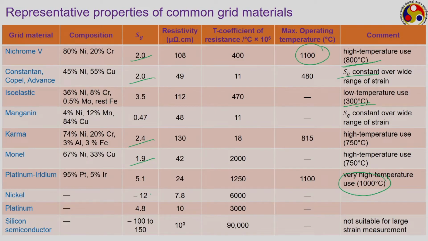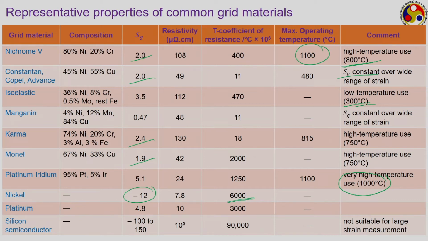Now, look at nickel. What it is giving is a negative gauge factor. It is a very high value, 12, and also it is negative. That means the change in resistance is in the opposite direction compared to the others. It also has a very high temperature coefficient of resistance, and therefore, it has quite encouraging prospects.